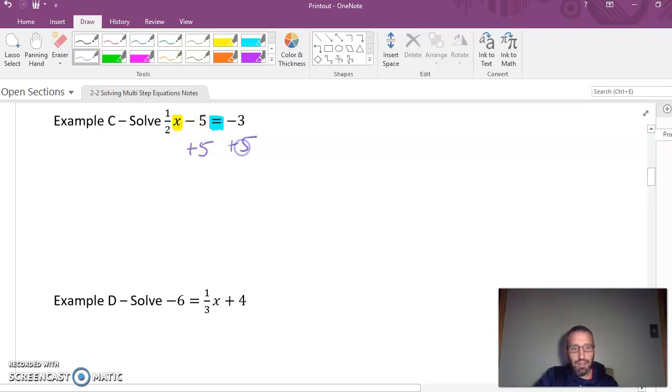Adding a 5. So that process doesn't change. Go ahead and do that first step. Get the problem rolling here. We'll deal with the fraction here in just a second, okay?